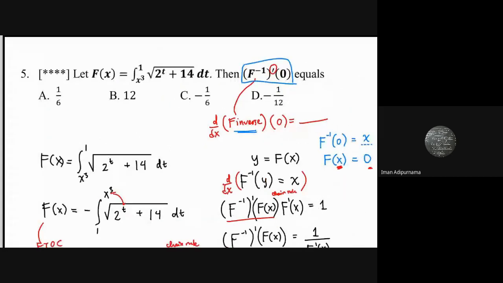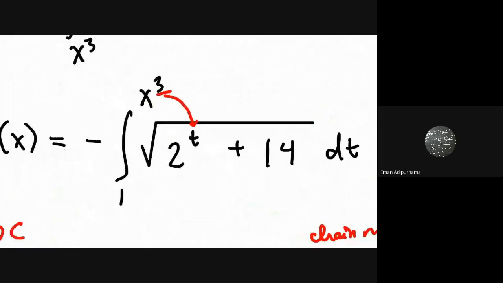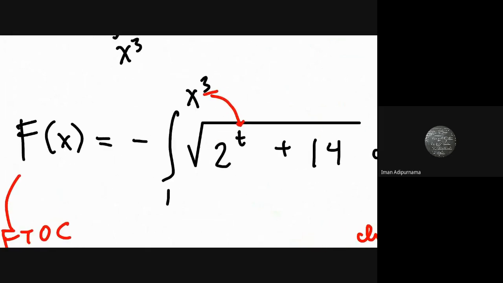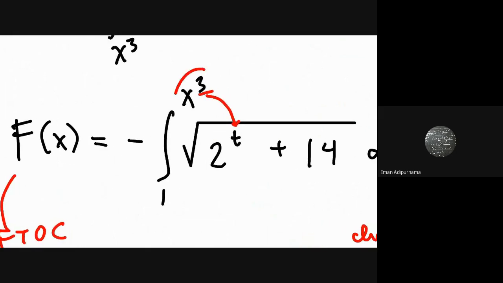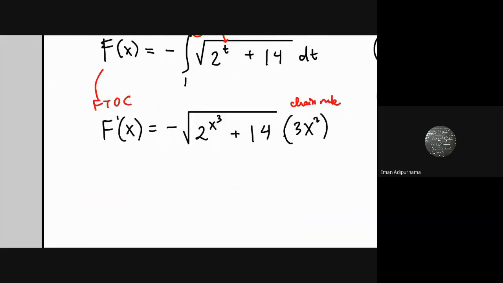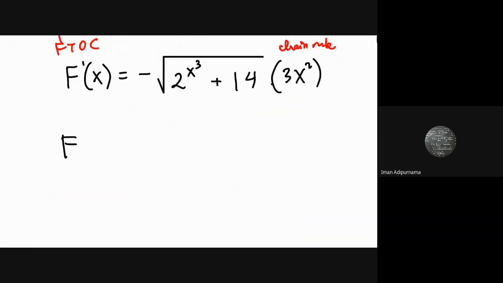So we need to make this function 0. So what we are going to do is make this x equal 1. So that means when we have f at x equal 1, this will be 0. And when we have f inverse of 0, this will be 1.